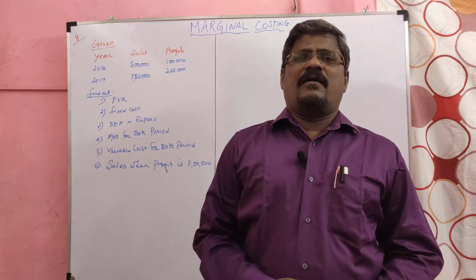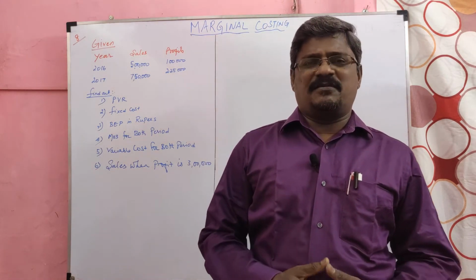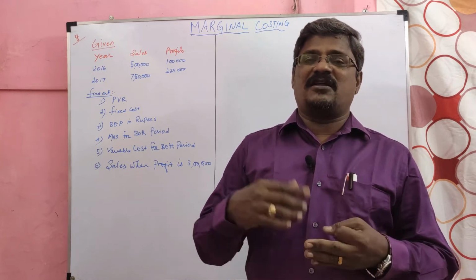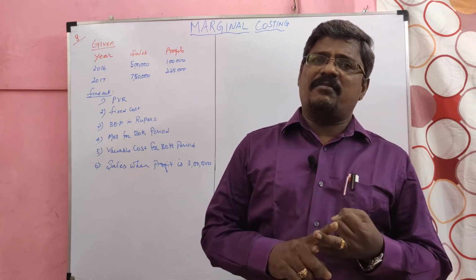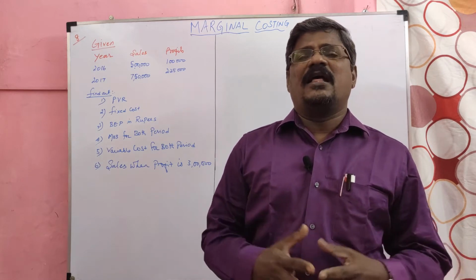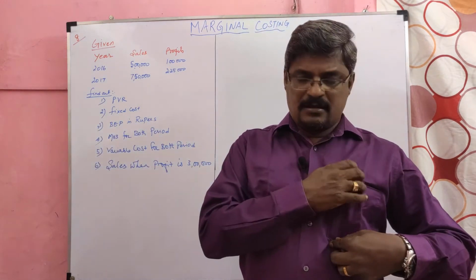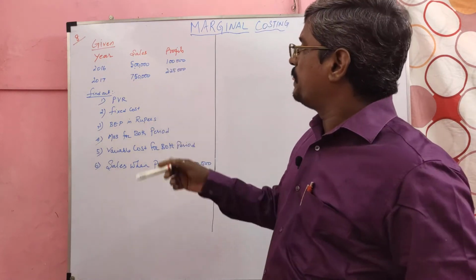Earlier we learned marginal costing problems. In that, sales, variable cost and fixed cost are given. If sales, variable cost and fixed cost are given, we consider that as a type 1 question. Here, let me see the problem.